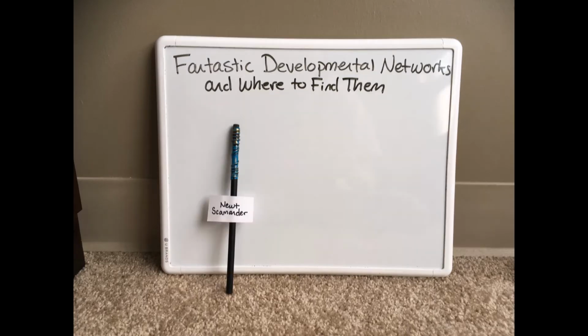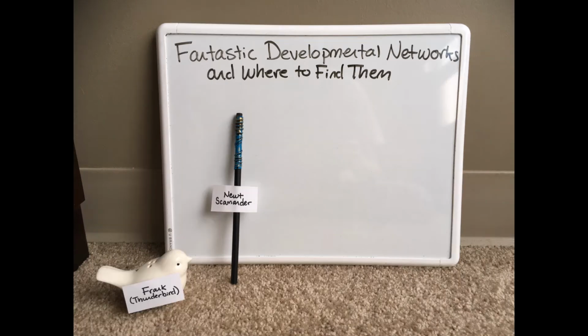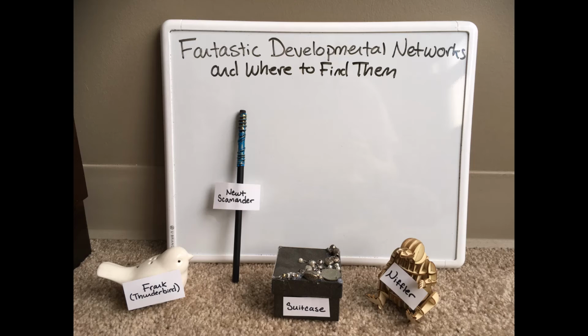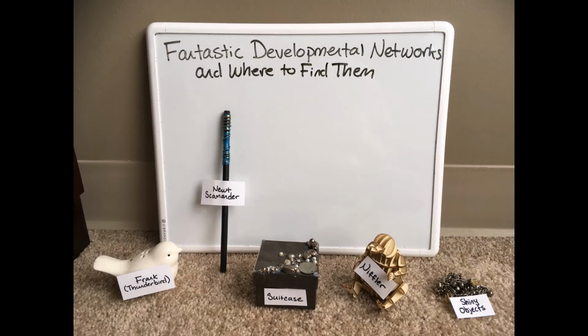He was a magizoologist, and one time he traveled to the United States in order to relocate a thunderbird named Frank that he had rescued. While traveling, he used a suitcase that kept his magical creatures safe and hidden from non-magical people. In particular, it contained a creature called a niffler who likes to steal shiny objects.